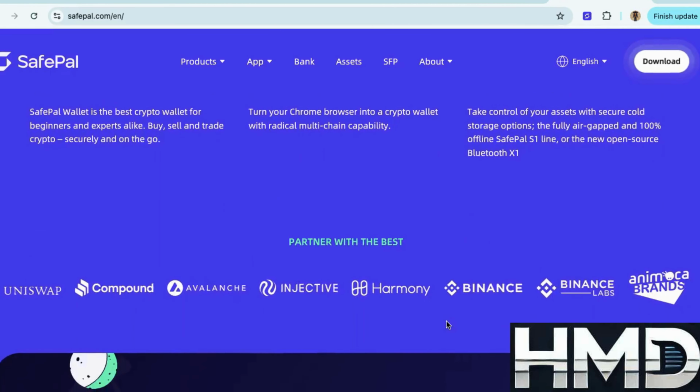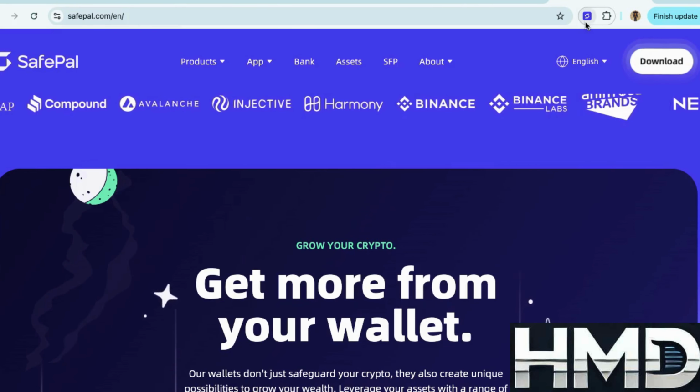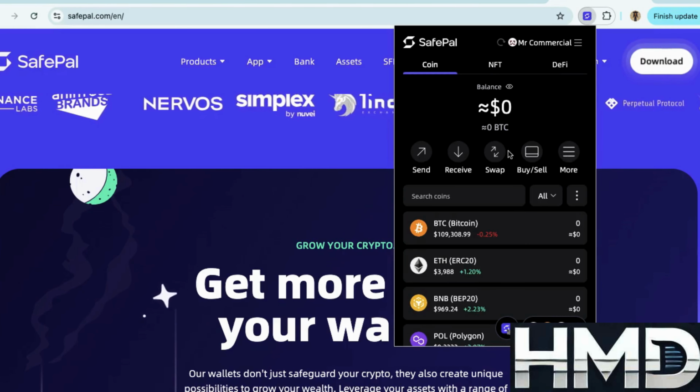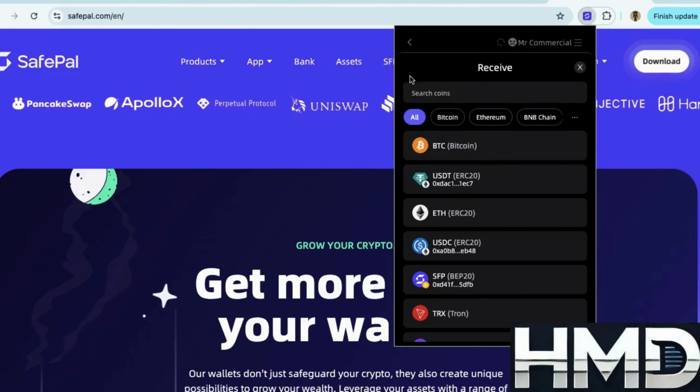Step 1. Convert crypto to fiat. You cannot directly transfer crypto to your bank. First, you need to convert it into fiat currency like USD or Euro.